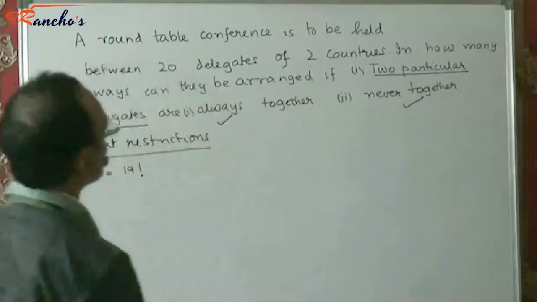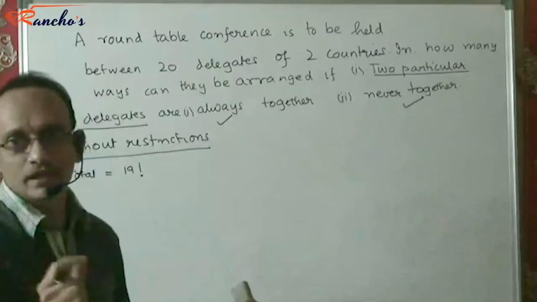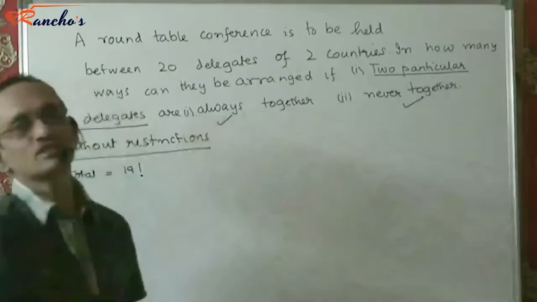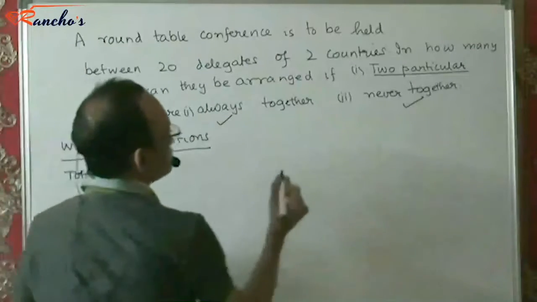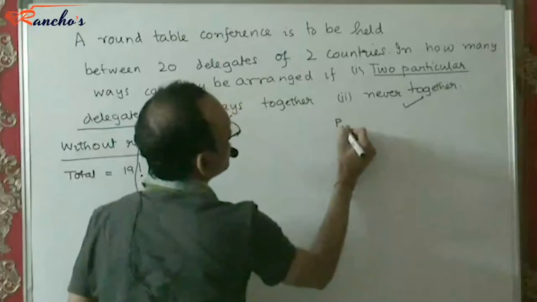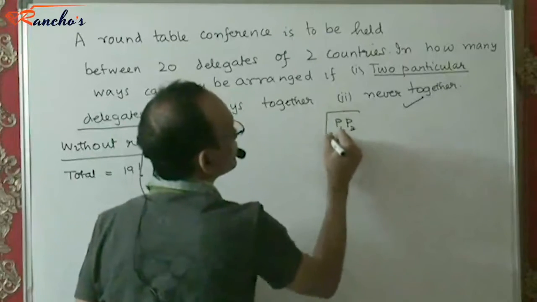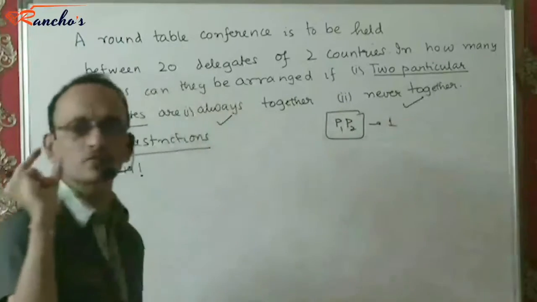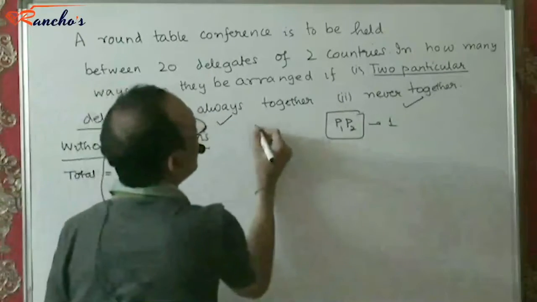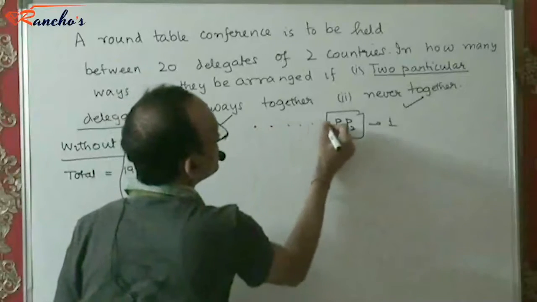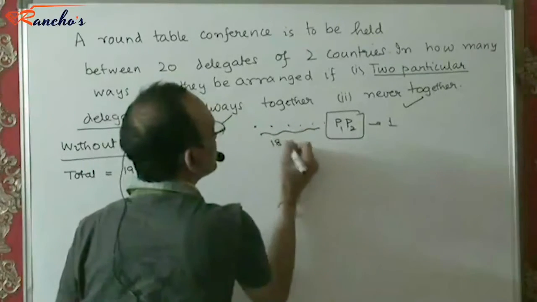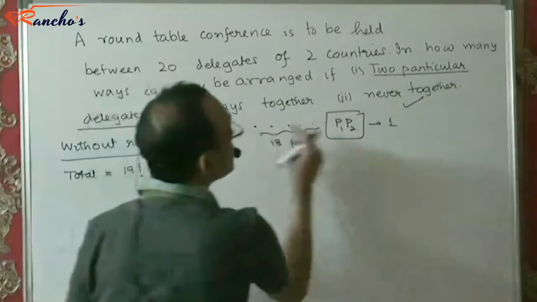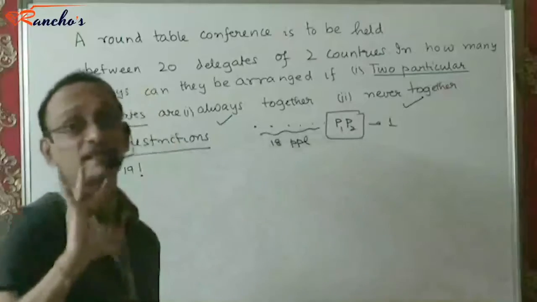But now, two particular people in this set of 20 delegates, we want them to be always together. So we put these two people, say P1 and P2, together and count them as one unit. And then we have the remaining 18 people. So we then have essentially 19 units, this 18 people and this one.